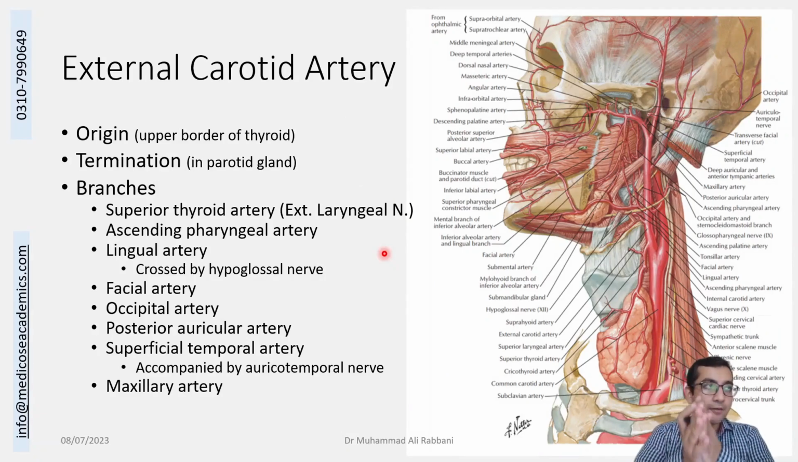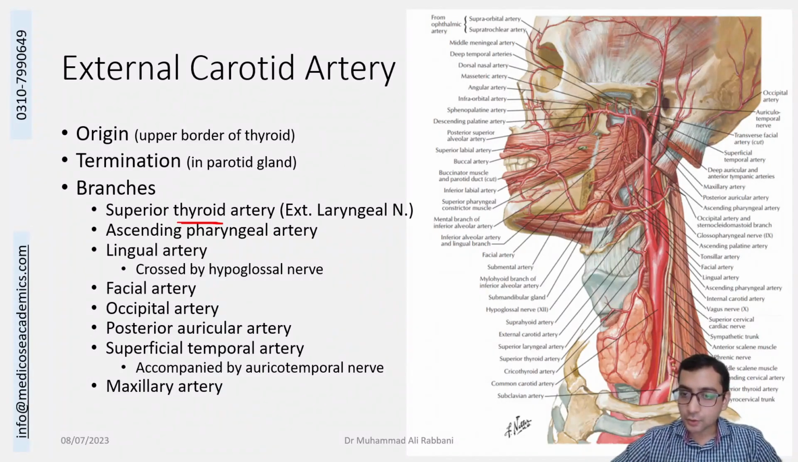Okay, this is a little heavy picture. I don't want you to go through it all at once. Let me break it down a little for you. I just want to discuss the branches of these branches. So, first, let's talk about the external thyroid artery.